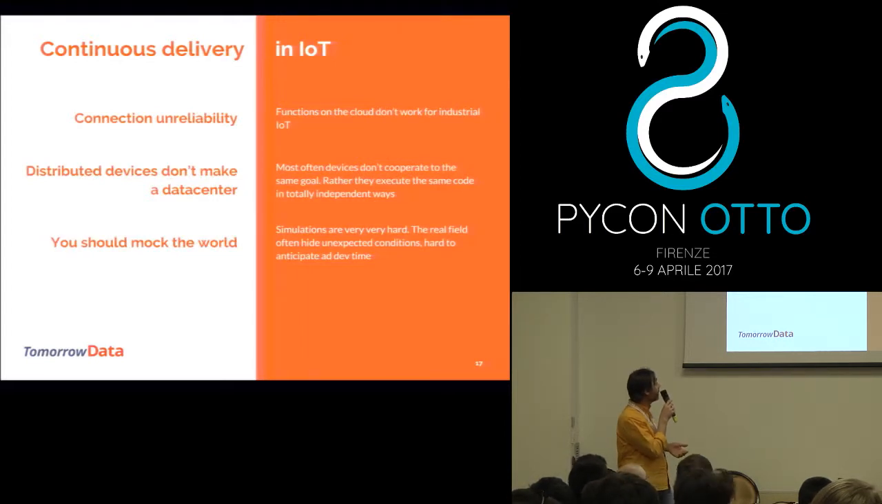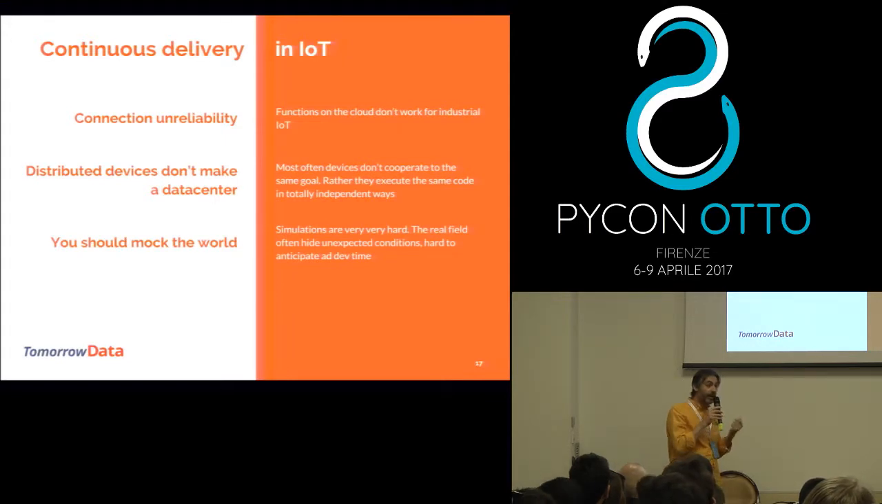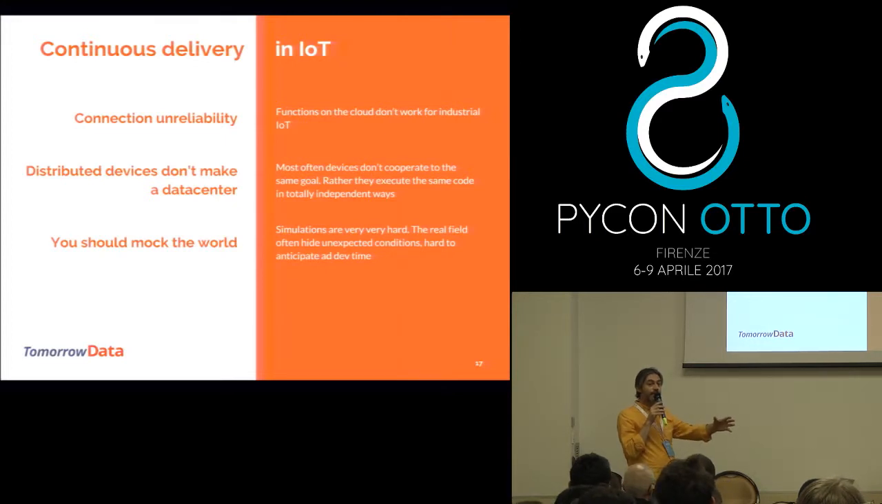There are other difficulties or maybe differences among continuous delivery in the IoT and in IT standard infrastructure. Connection and reliability. You do not want functions in industrial IoT to run on the cloud, because if the connection is lacking, you cannot trigger feedback actions on the industrial machines. Distributed devices cannot be mapped to a big data center, because in a data center, a cluster of servers is cooperating to the same goal.